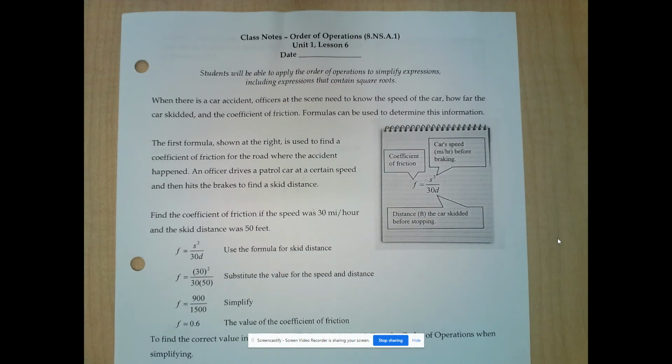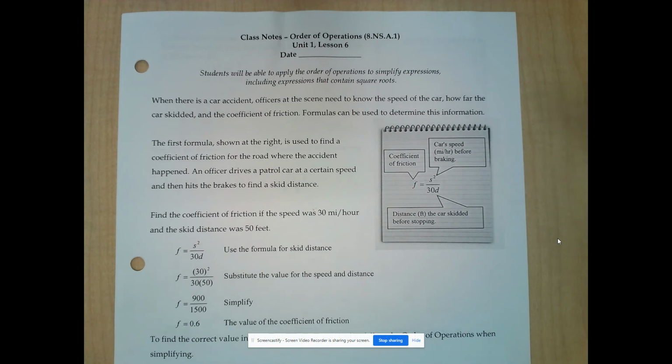Guys, we're back. Unit 1, Lesson 6, Order of Operations, which in a lot of ways will be review, but reviewing some very important steps. When there is a car accident, officers at the scene need to know the speed of the car, how far the car skidded, and the coefficient of friction. Formulas can be used to determine this information.